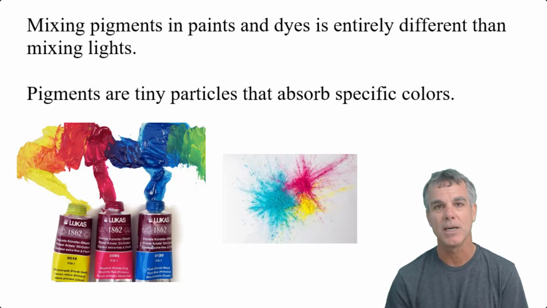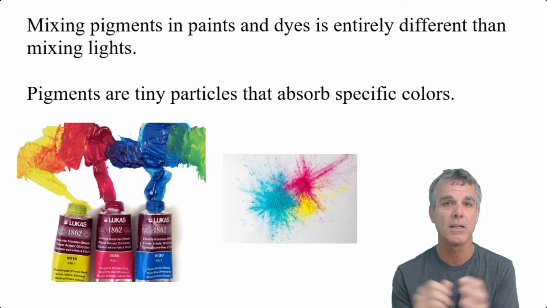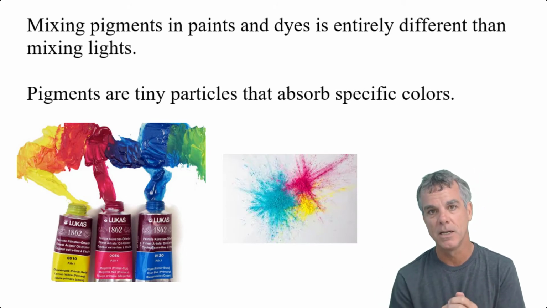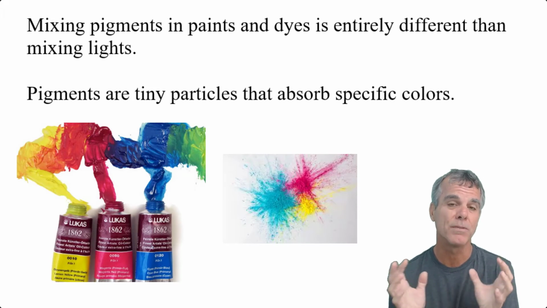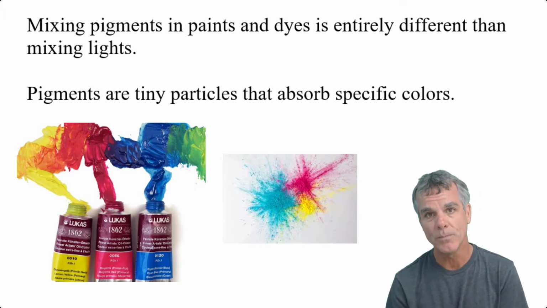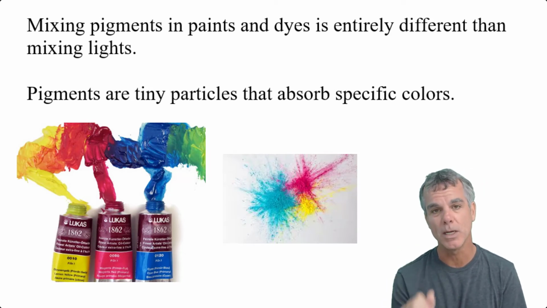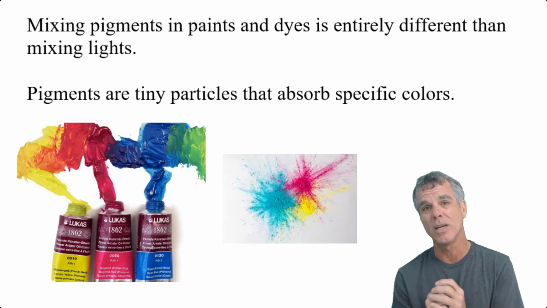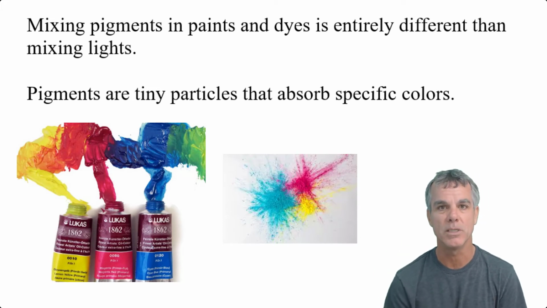So something to keep in mind is the color of a pigment, which is just tiny particles that absorb specific colors, is the same as the color of light that it reflects. So a magenta pigment is magenta because it's reflecting red plus blue and it's absorbing green light. So magenta equals white light minus green light. So magenta dye takes white light from the light bulb, absorbs the green, and then reflects back red and blue. Red plus blue is magenta.